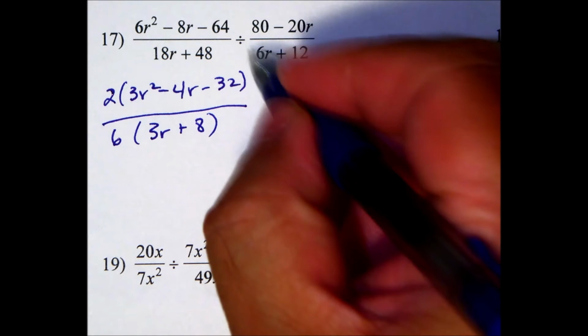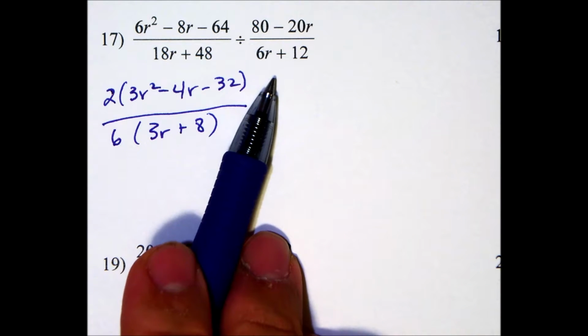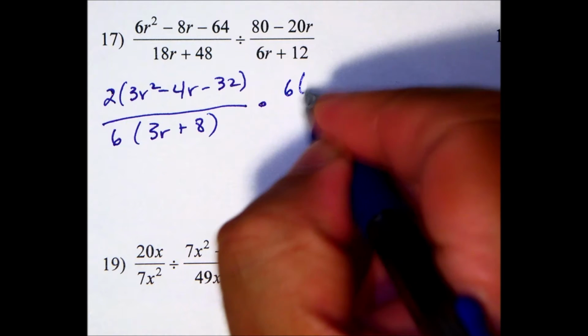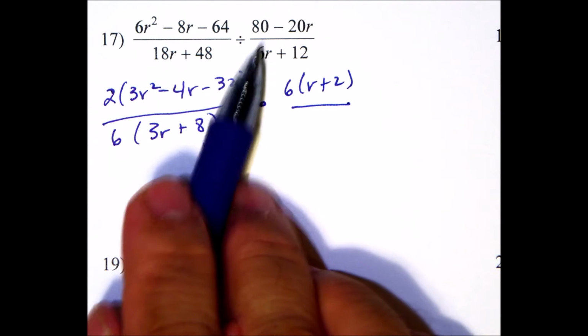Okay, now what I'm going to do here, I need to flip this. Change the division to multiplication and take the reciprocal of that. So I'm also going to factor out the 6 at the same time. But notice where I'm putting it. I'm putting it in the numerator, not in the denominator. Okay, and then let's factor that out.